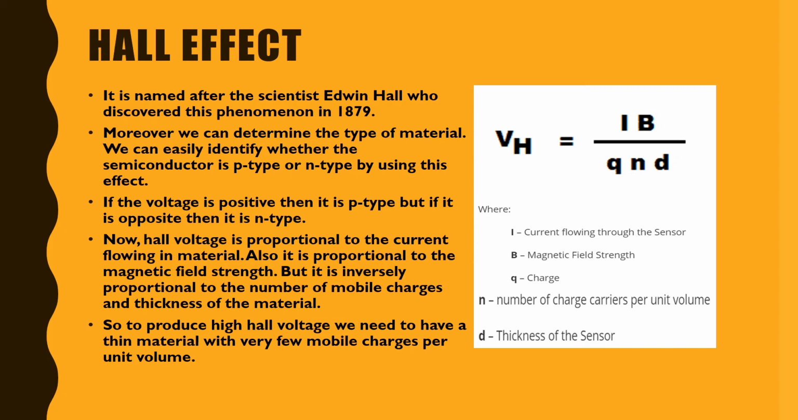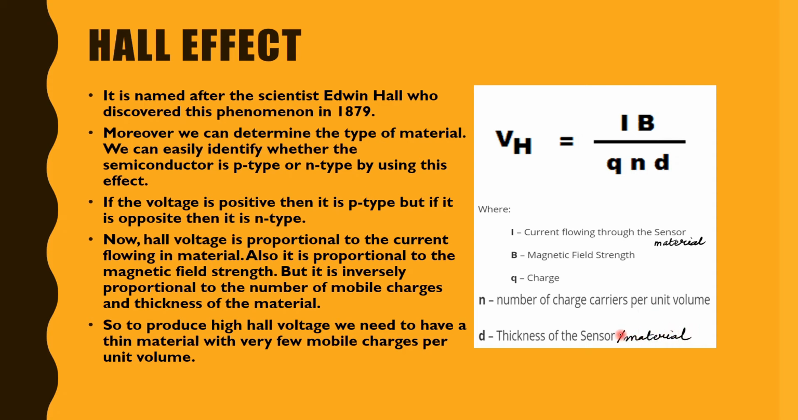Now you can see a mathematical expression which is given, that is VH is equal to IB divided by QND, where I is the current flowing through the sensor, or we can say the material, and B is the magnetic field strength, Q is the charge, N is the number of charge carriers per unit volume, and D is the thickness of the sensor, or we can say the material.